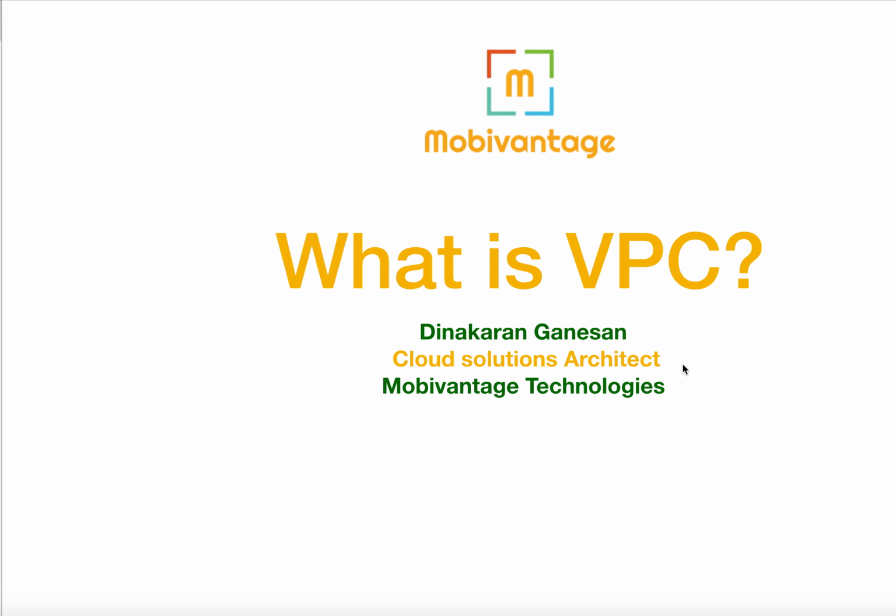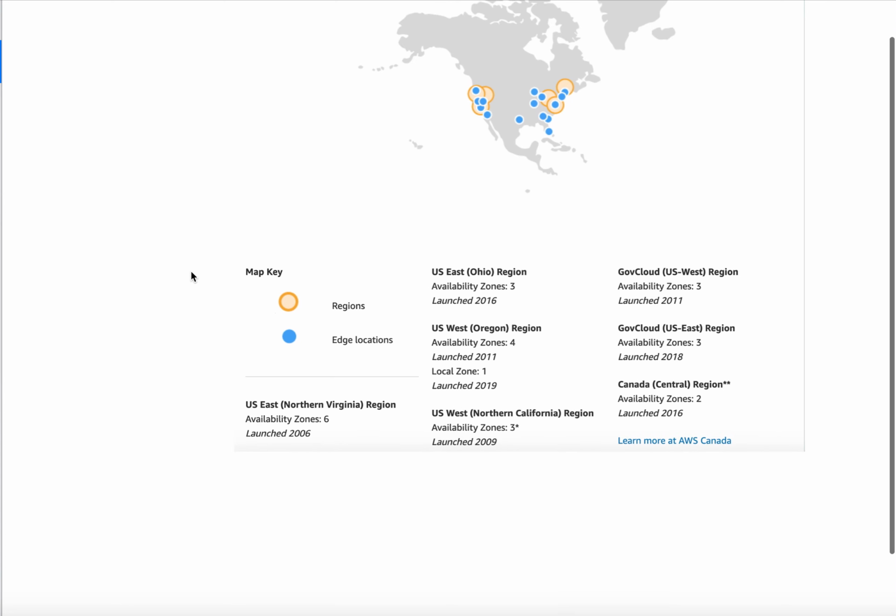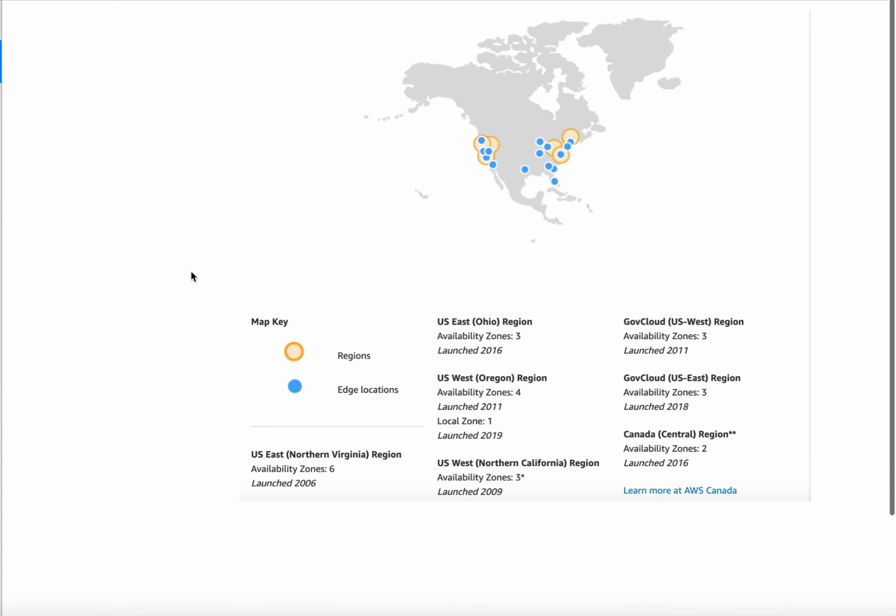We're going to look at what a VPC is in the context of AWS. Before we understand what a VPC is, I need to introduce a couple of terminologies that correlate to AWS.